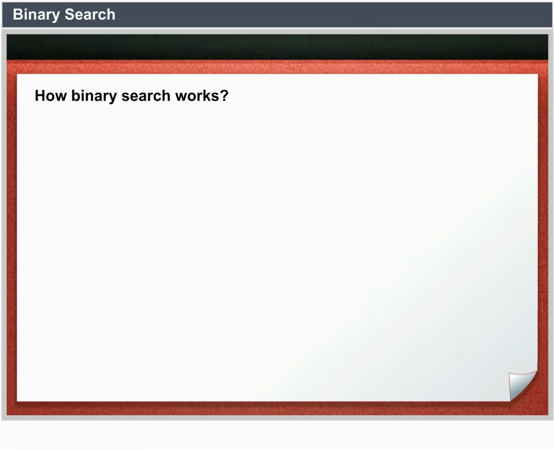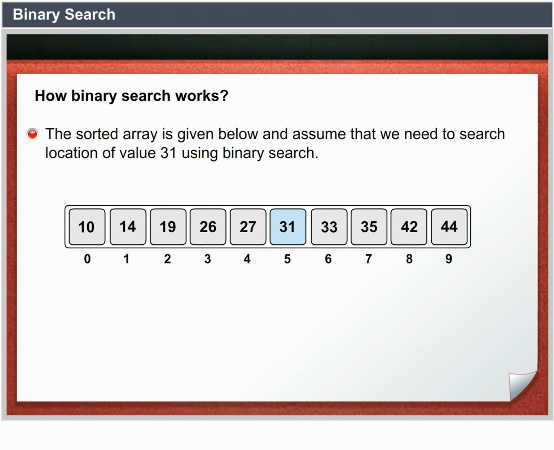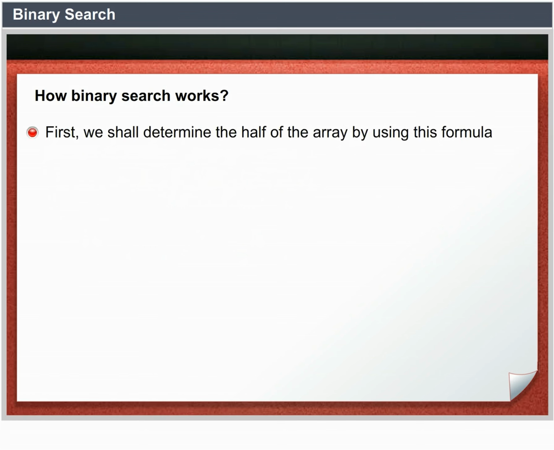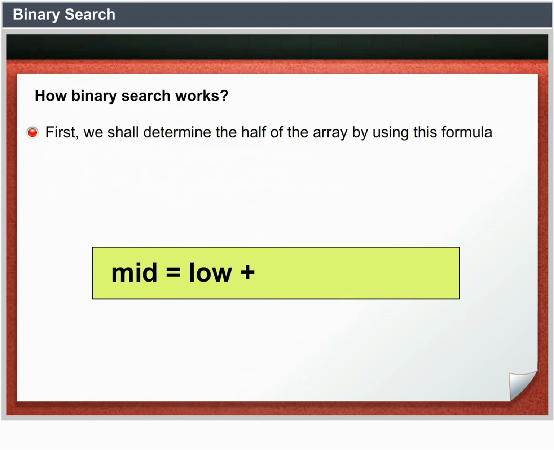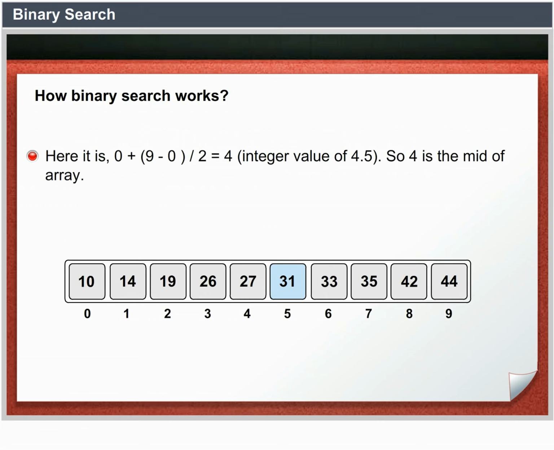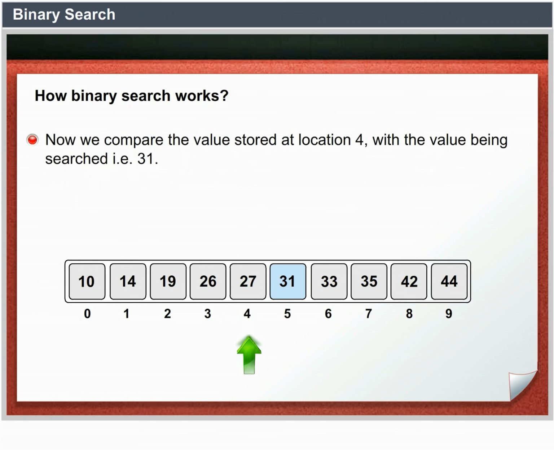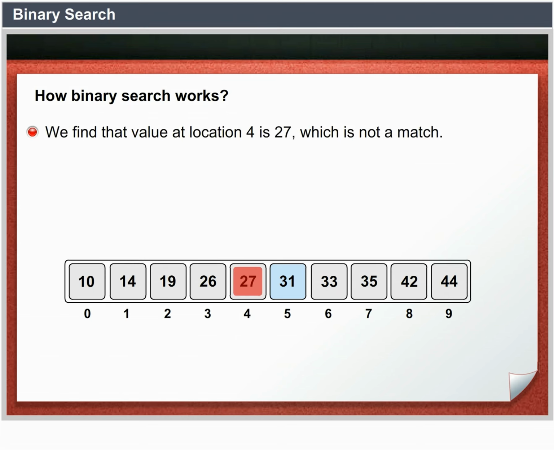How does binary search work? The sorted array is given below and assume that we need to search the location of value 31 using binary search. First, we shall determine the half of the array by using this formula: mid equals low plus (high minus low) divided by 2. Here it is 0 plus (9 minus 0) divided by 2 equals 4, the integer value of 4.5. So 4 is the mid of the array. Now we compare the value stored at location 4 with the value being searched, that is 31. We find that the value at location 4 is 27, which is not a match.